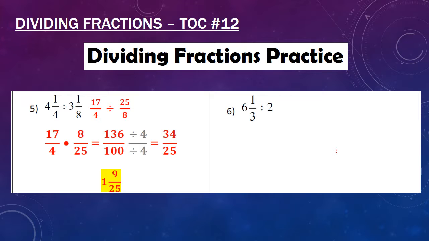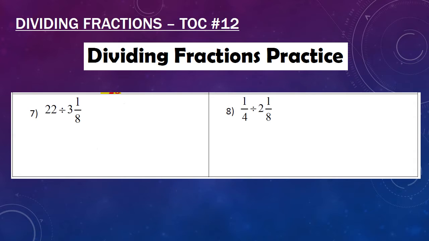Then number 6, we have 6 1/3 divided by 2. Since I have a mixed number and a whole number, I need to convert them so I can do my problem. 6 1/3 becomes 19/3, and 2 gets put over 1. Remember, this first fraction is going to stay the same, 19/3. We're going to change to multiplication and then flip that 2 over 1 to 1/2. And then I can multiply straight across, and I will get 19 over 6. And I have to use division to change that back into a mixed number, and I end up with 3 1/6.